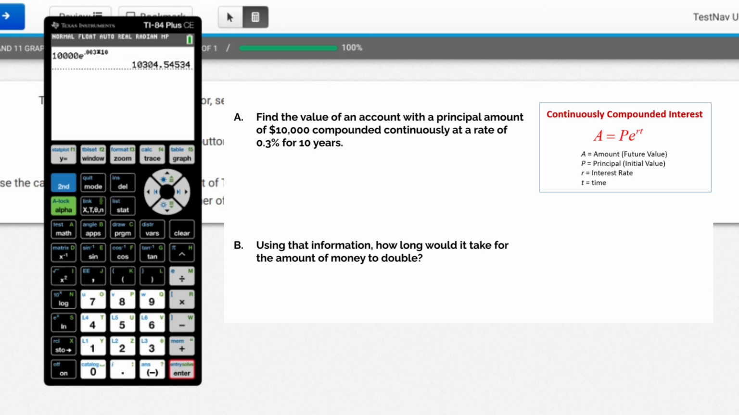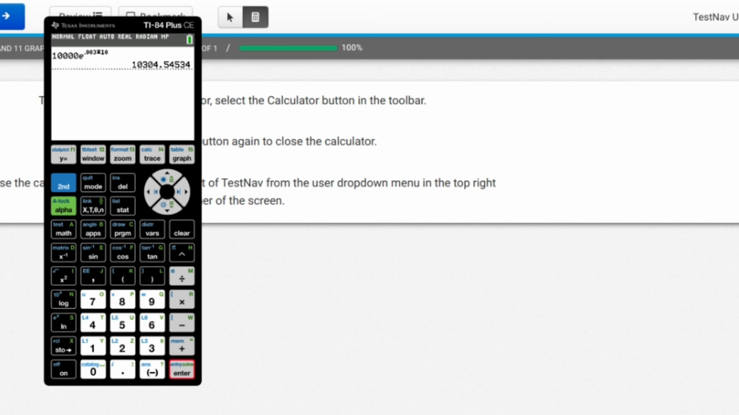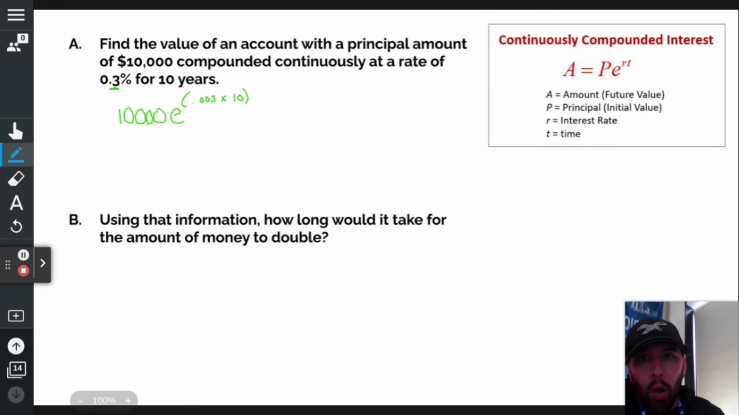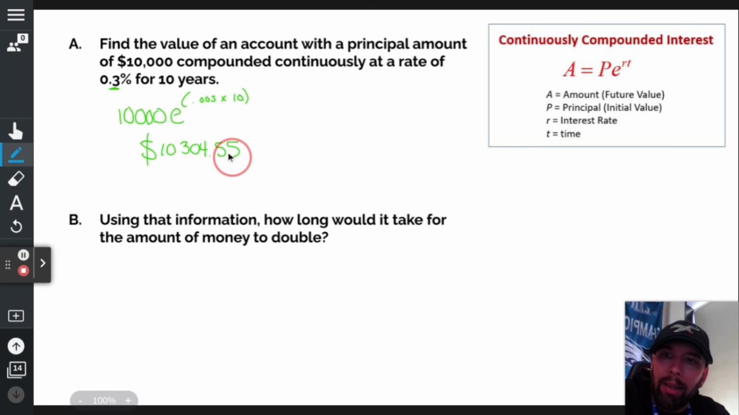By the way, 0.545 rounds up to 55 cents because we're dealing with money. You made like $300 after 10 years. So this becomes $10,304.55. Remember, it's money, so round appropriately.